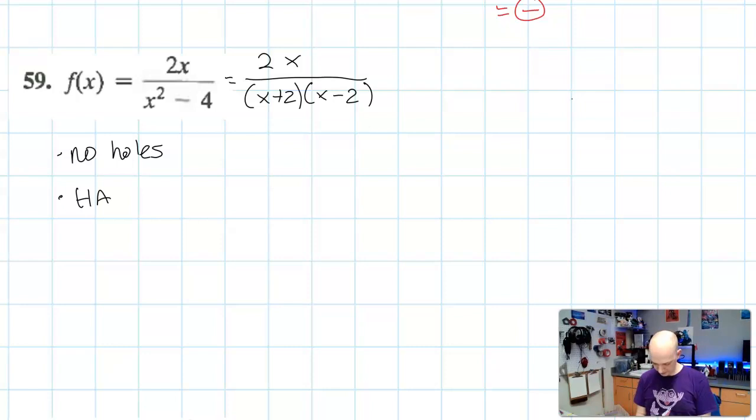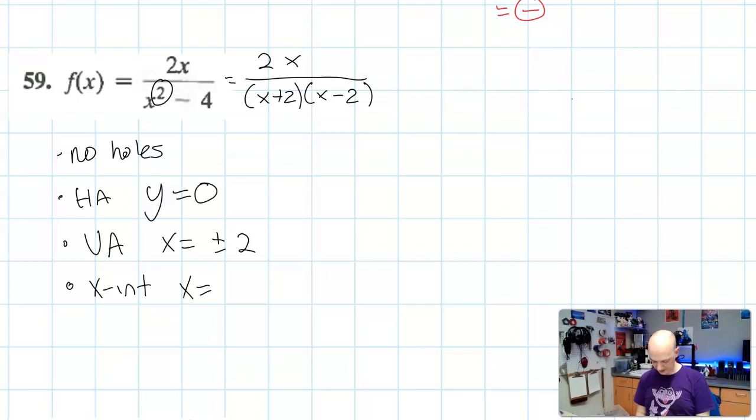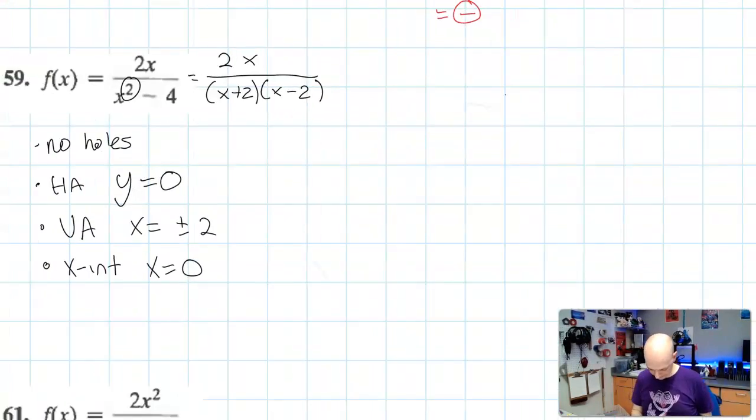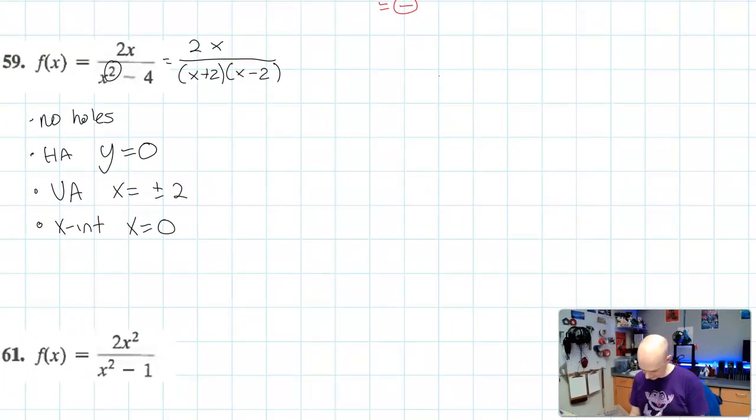The horizontal asymptote, it's now degree higher on the bottom, so the horizontal asymptote is y equals 0. The vertical asymptotes are going to be at x equals positive or negative 2 from the zeros in the denominator, and the x-intercept is at x equals 0 from the numerator. Let's sketch all that out.